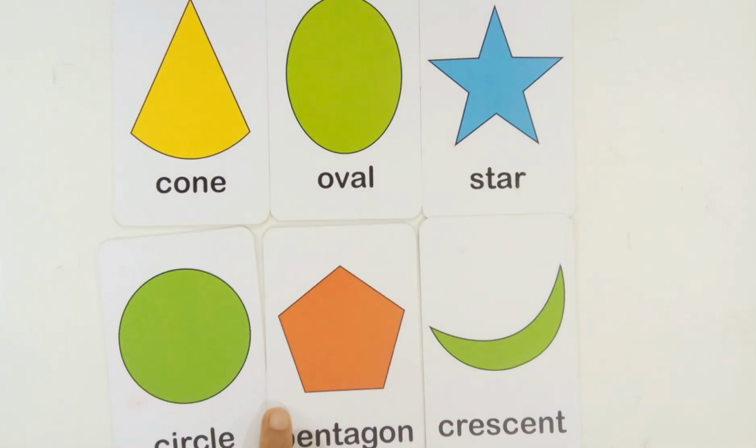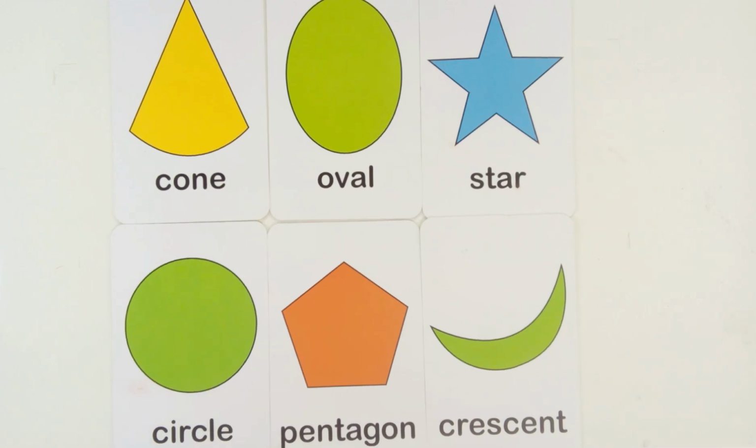C for circle. C-I-R-C-L-E, circle. This is circle shape. And the color is green color.